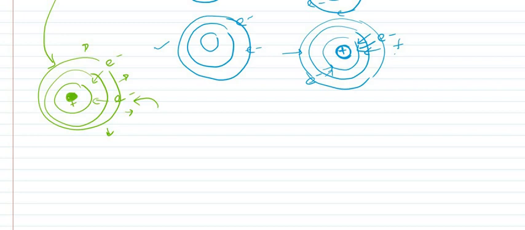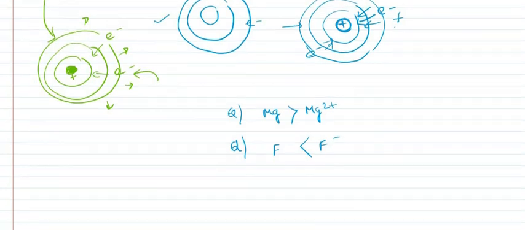Now you can compare. If I give you a question like whether magnesium is larger or magnesium 2 plus, you can always say magnesium is larger. If fluorine is larger or fluorine minus, you can always say fluorine minus is larger. We can do these kinds of questions.